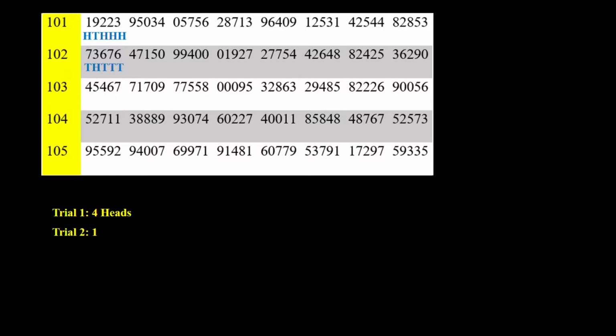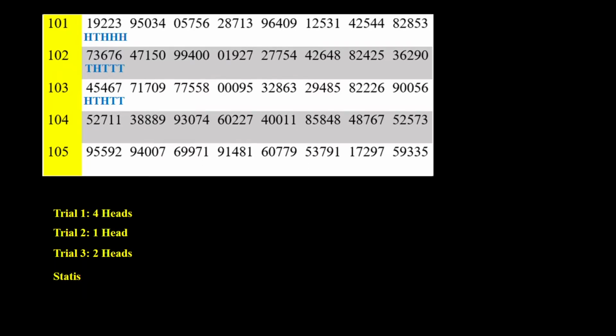Then we'll jump down to row 103, where I have 4, 5, 4, 6, 7, which gives me heads, tails, heads, tails, tails. So I had 2 heads out of 5. So trial 3 is 2 heads. So out of my 3 trials, I had heads once, exactly 1 time. So out of 3 trials, it looks like I have a 33% chance of rolling heads.